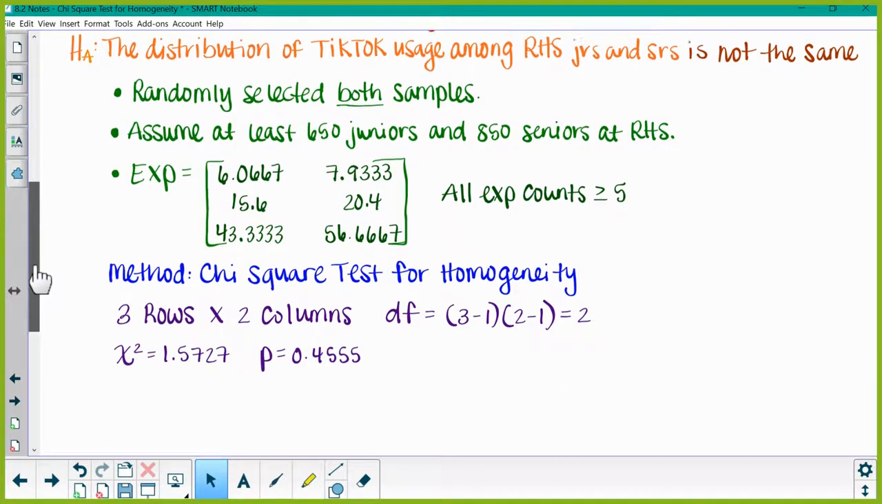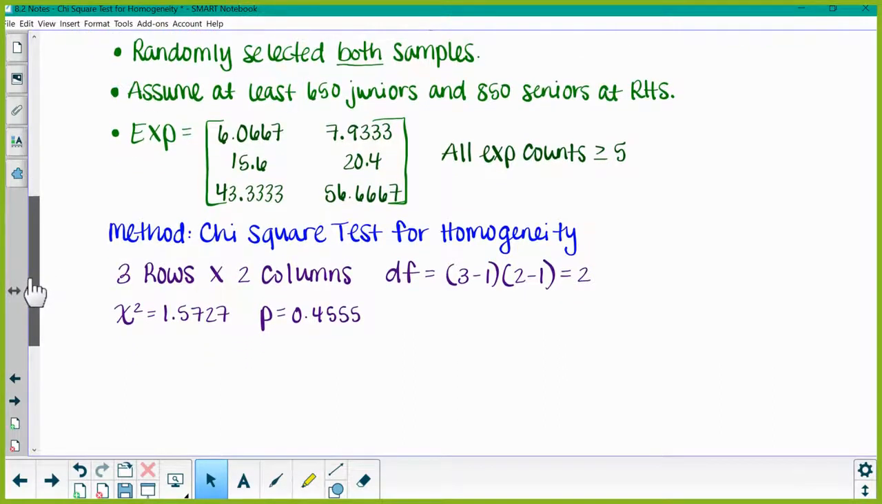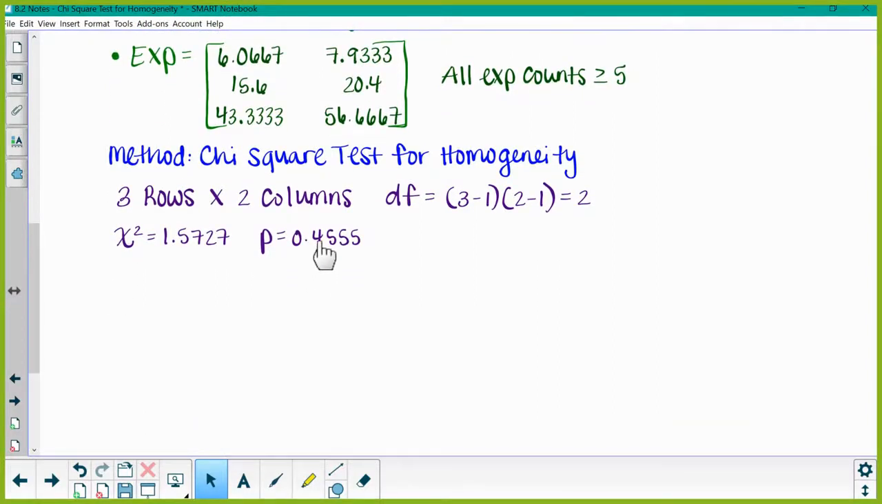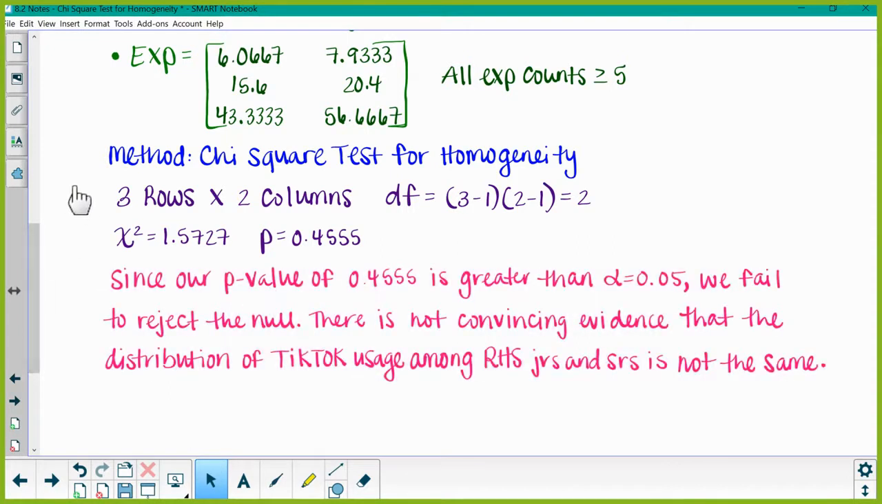Once I have my expected values written down, kind of working in reverse a little bit, I'm going to go ahead and summarize my conclusion. So my p is greater than 0.05. So I'm going to say, since our p-value of 0.4555 is greater than alpha, we fail to reject the null. There is not convincing evidence that the distribution of TikTok usage among RHS juniors and seniors is not the same.